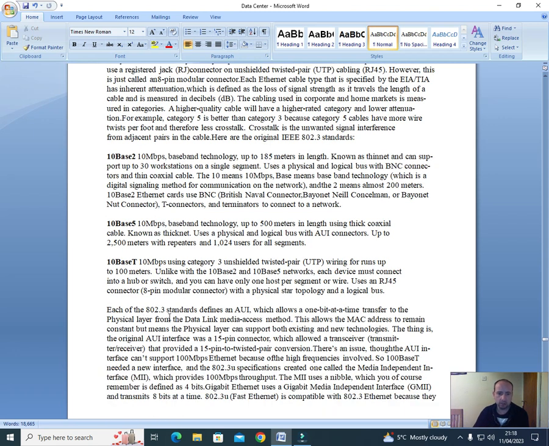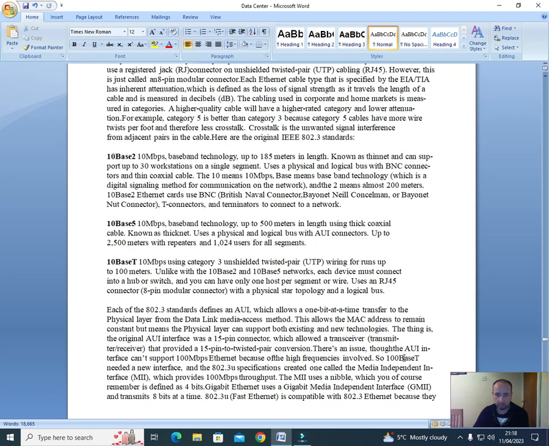Each of the 802.3 standards defines an AUI, which allows a 1 bit at a time transfer to the physical layer from the data link media access method. This allows the MAC address to remain constant but means the physical layer can support both existing and new technologies. The original AUI interface had a 15-pin connector which allowed a transmitter receiver that provided a 15-pin to twisted pair conversion.